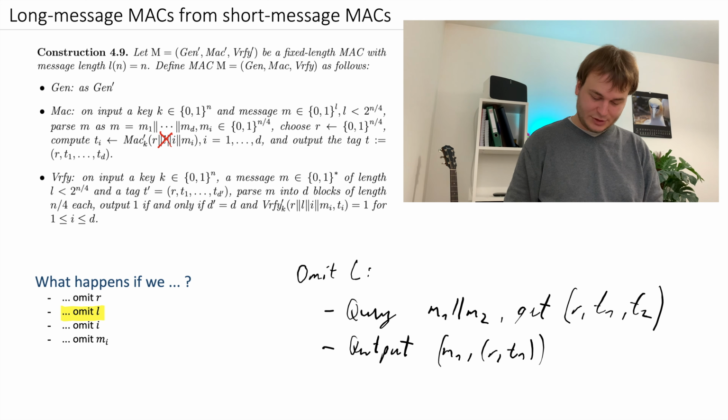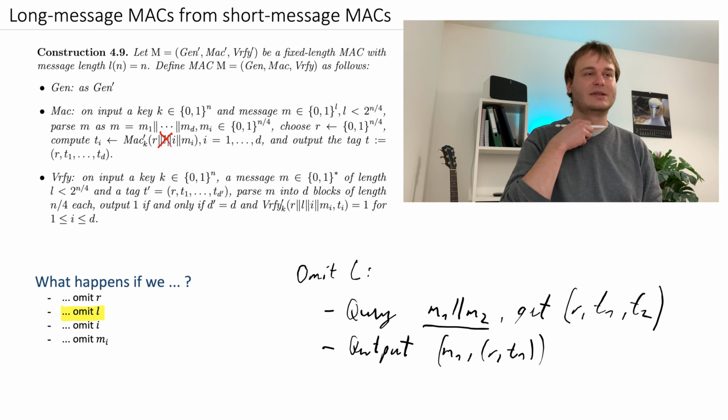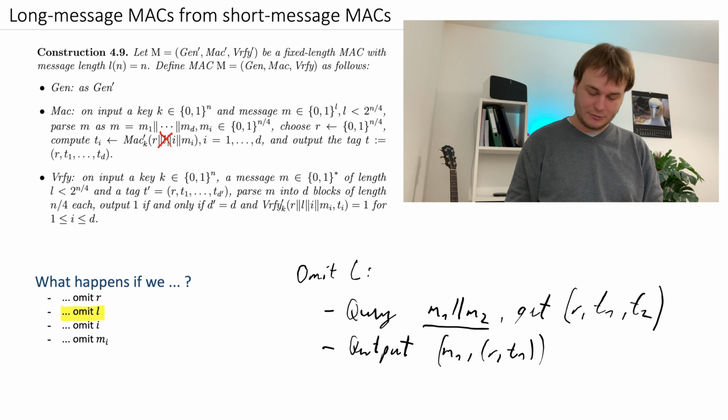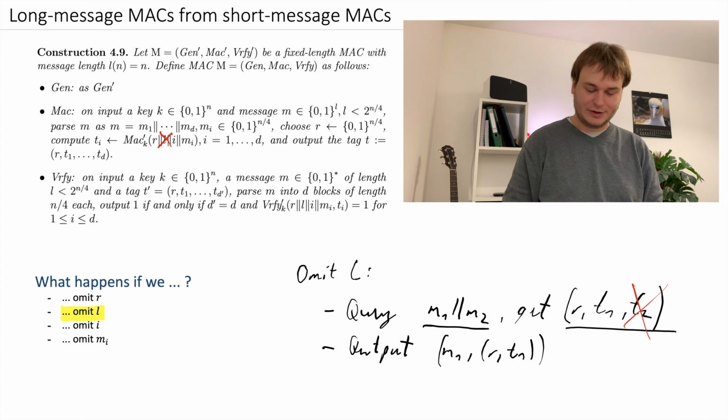So the attack is pretty simple. We query for a long message, in this case consisting of two messages, M1 and M2. We will get this tag according to the MAC definition here. But in those tags t_i, there's no L, let's say. And then the idea is I can just throw away the T2 and then just sell this whole thing as a MAC on only M1. And clearly M1 is not the same as M1 concatenated M2. So in the MAC security game, we would win.